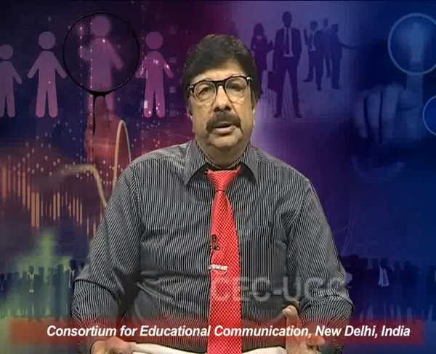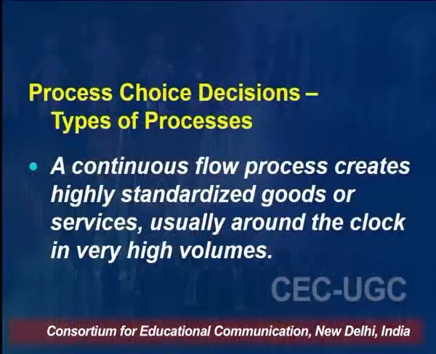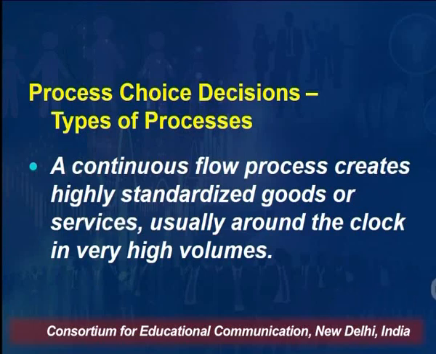And many times these industries are based on boiler systems, turbine systems, steam flow system, so you can't stop these industries in between, because if you stop, the steam production will have to stop. So a continuous flow process creates highly standardized goods or services, usually around the clock, in very high volumes. So one of the characteristics is that they run around the clock and you get the products in very high volumes.